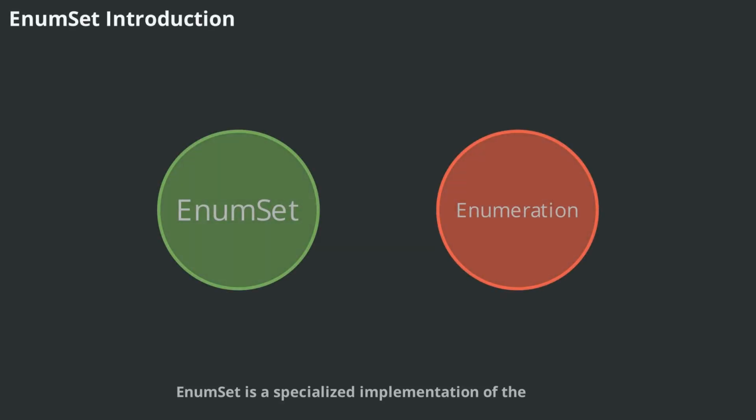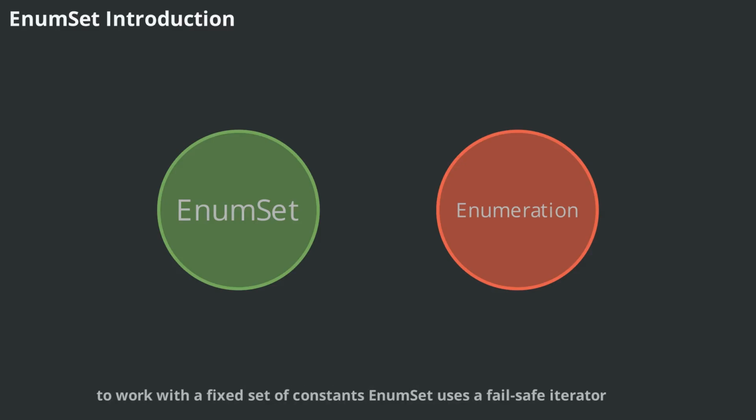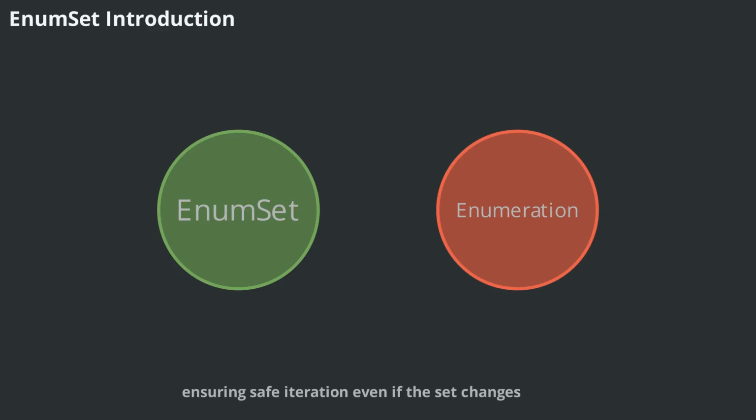EnumSet is a specialized implementation of the set interface designed for use with enumeration types. It is faster than HashSet and does not allow null objects, throwing a NullPointerException if you try to add one. All elements in an EnumSet must come from a single enumeration type, making it ideal for situations where you need to work with a fixed set of constants. EnumSet uses a fail-safe iterator, ensuring safe iteration even if the set changes.